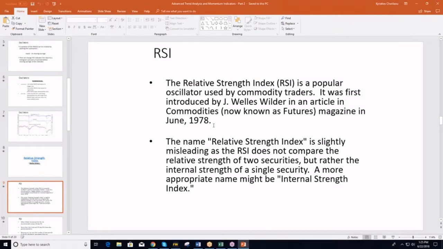1978. The name Relative Strength Index is slightly misleading as the RSI does not compare the relative strength of two securities, but rather it measures the internal strength of a single security. A more appropriate name might be Internal Strength Index.